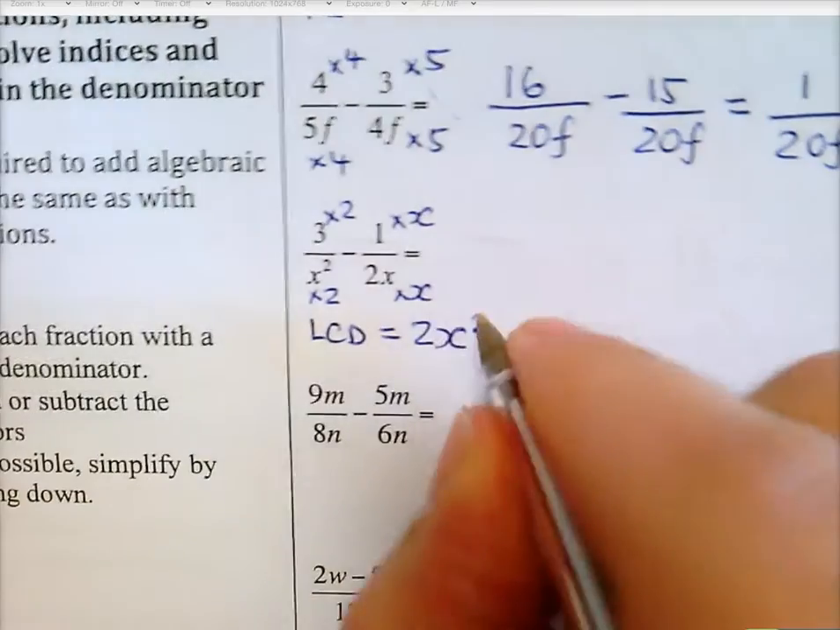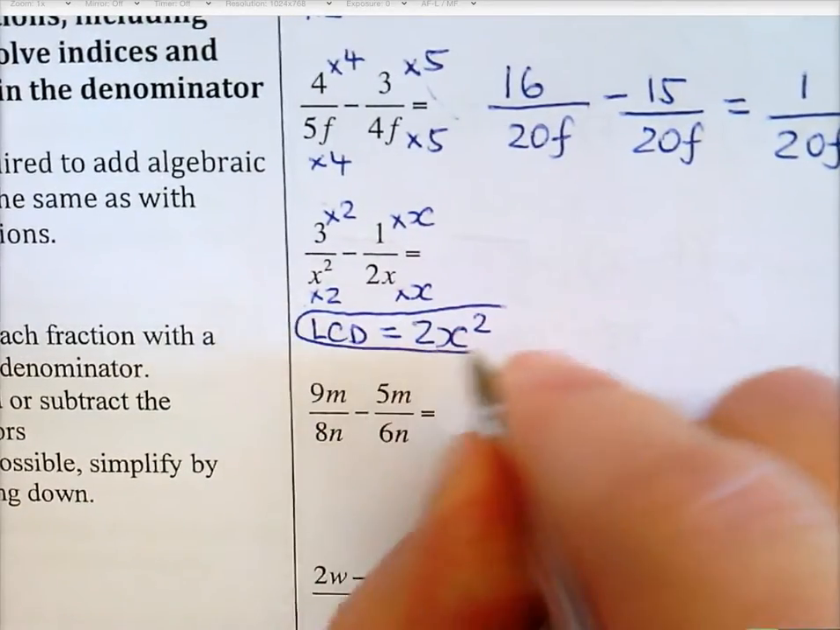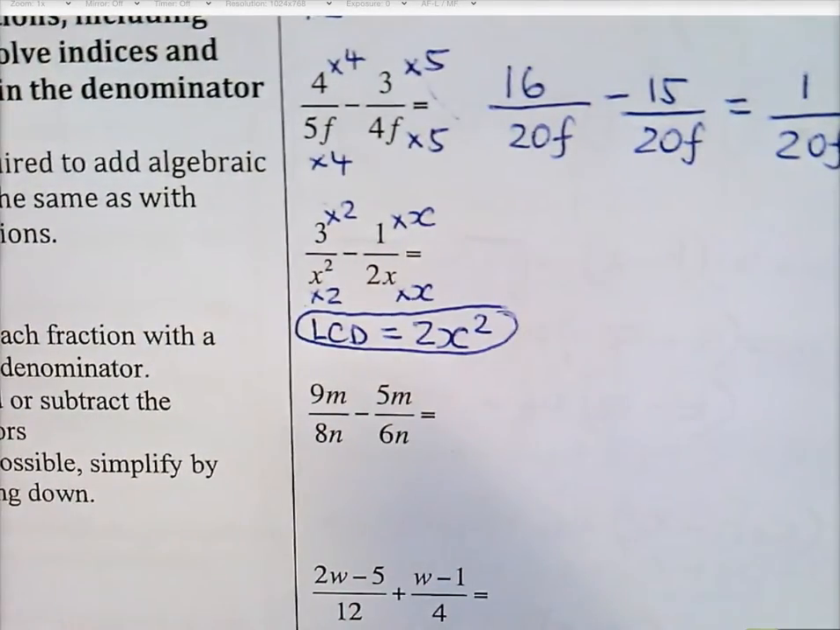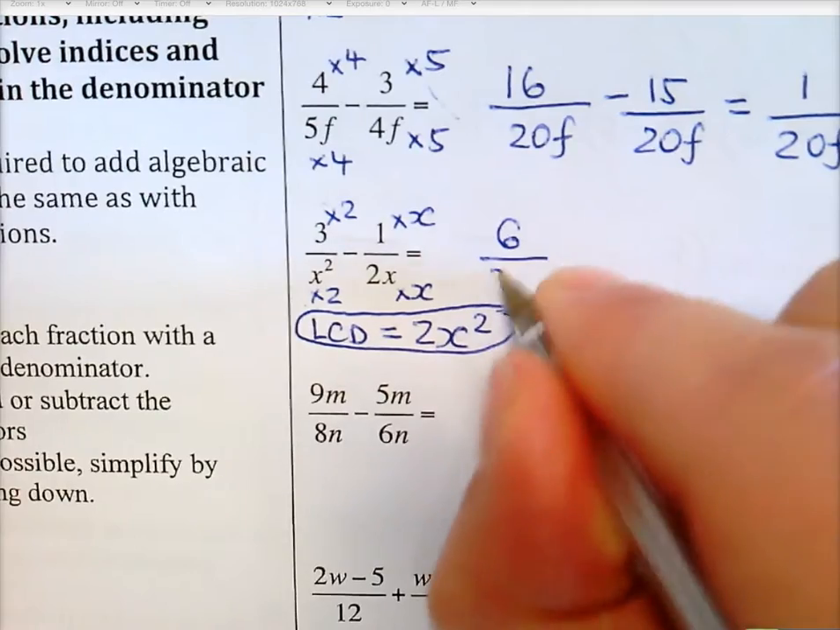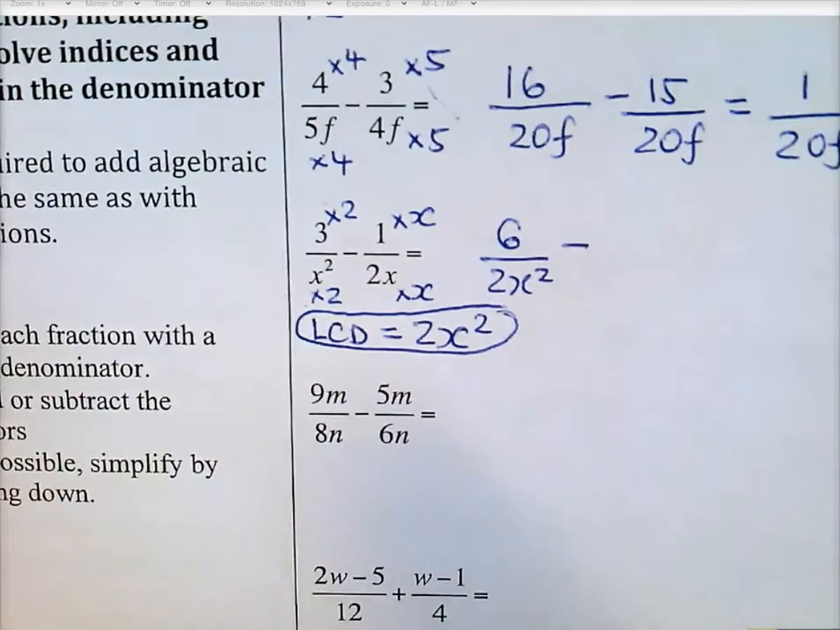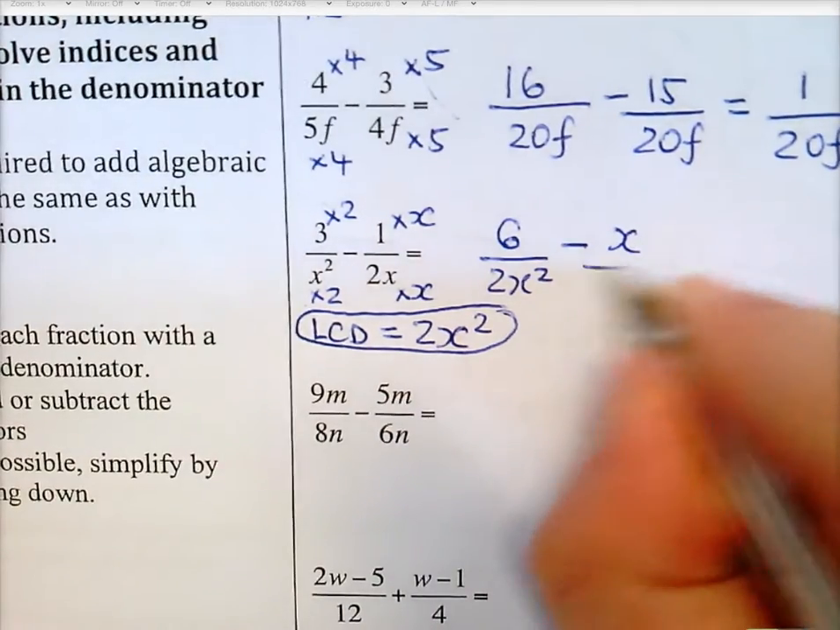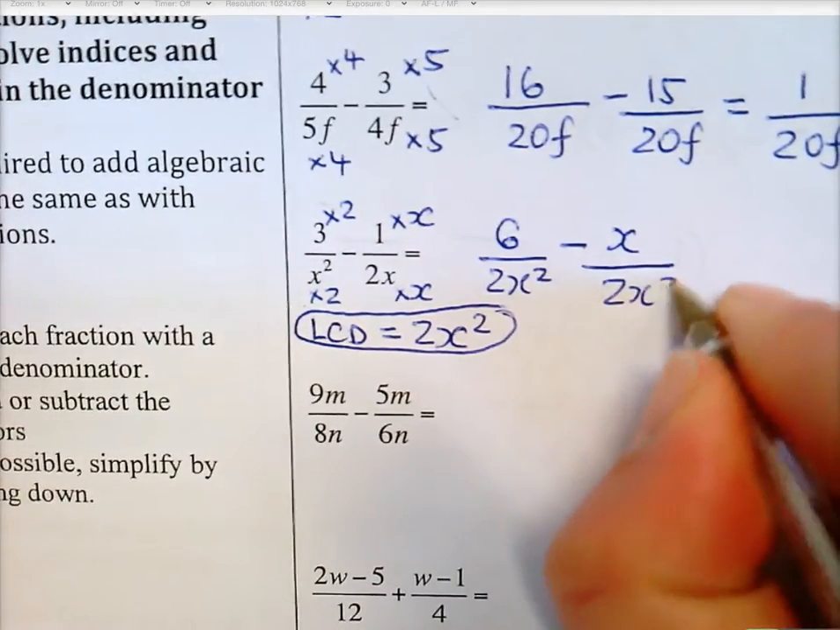So I've decided here we want a 2x squared. Or you can just look at it. This one's missing that. The other one's missing that. It's as simple as that. So 3 times 2 is 6 over 2x squared. Take away what? 1 times x is x over, again, 2x squared.